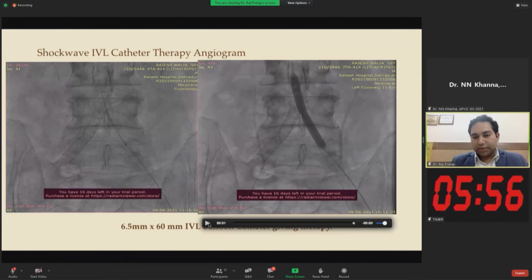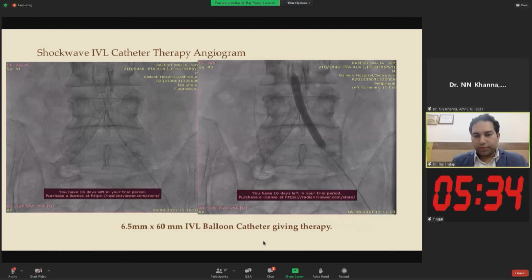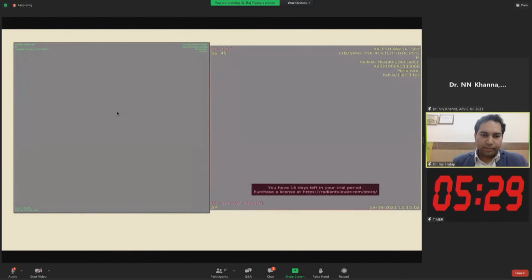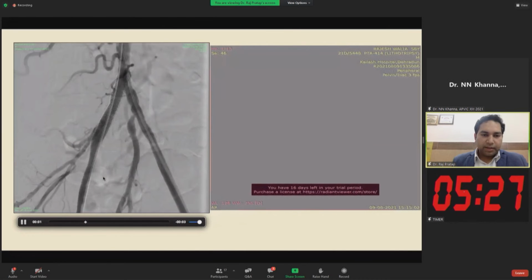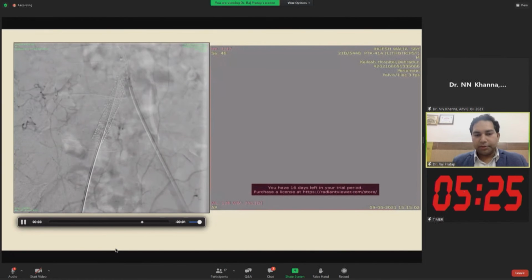Now this is the safety that one can go with these balloons, with the shock wave balloon, because it is essentially a non-traumatic procedure. As Dr. Khanna just said, it is hard on hard and soft on soft. So we decided it probably does not carry much risk to dilate the other side with this balloon. So we gave 2 cycles of 20 pulses on the other side also. And this is the final result that we could achieve.